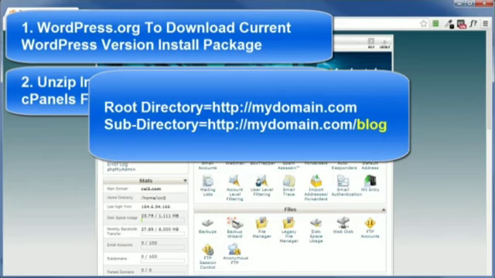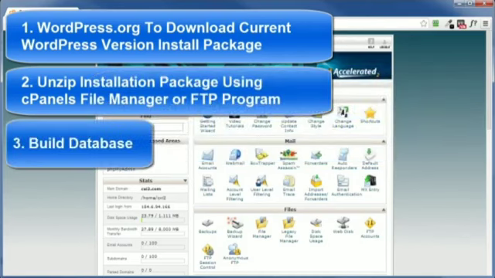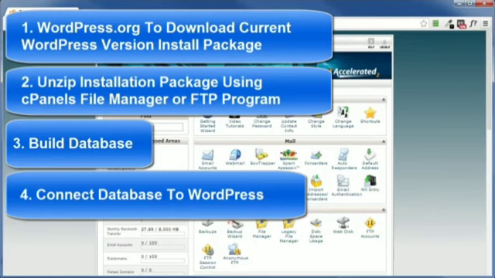Meaning, whenever you type in the URL to your WordPress site, is it going to be mydomain.com? Boom, there's your WordPress site. Or is it going to be in a subdirectory where you type in mydomain.com/blog? Either way you want to do it is totally fine because the installation process is exactly the same. It's just where are you going to upload these files to? Number 3, we're going to build a database. And number 4, we're going to add our database to our WordPress site. And that's basically it. So let's go and get to work.